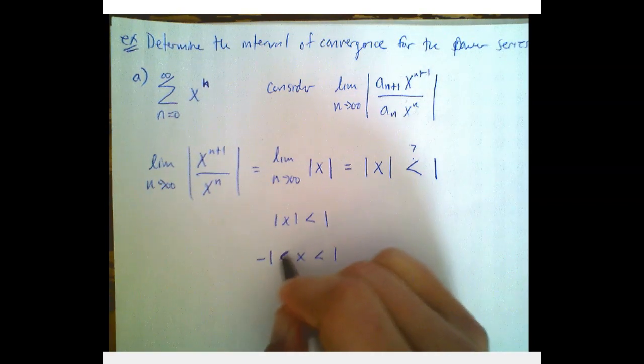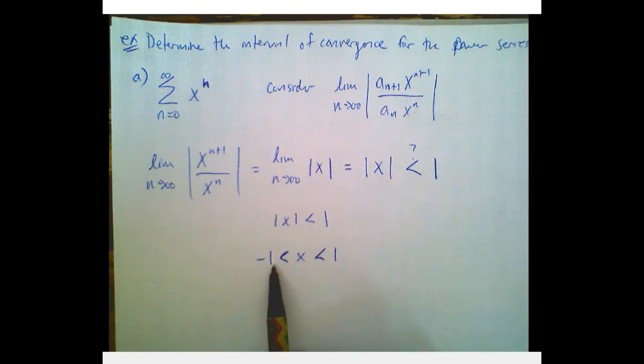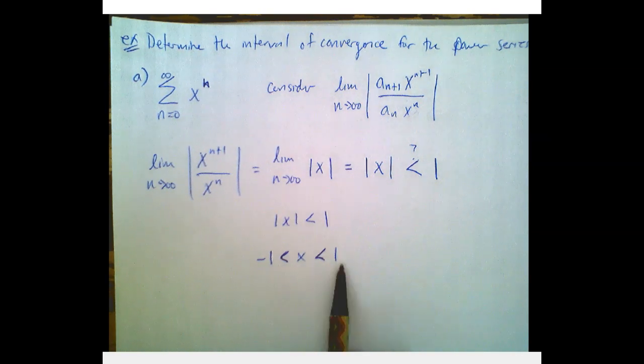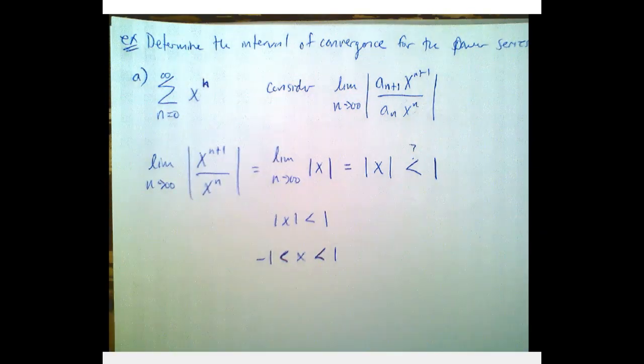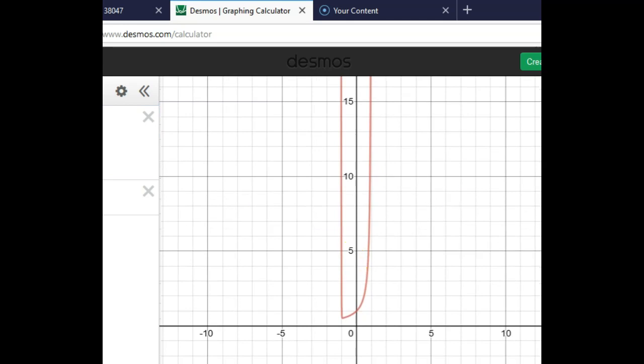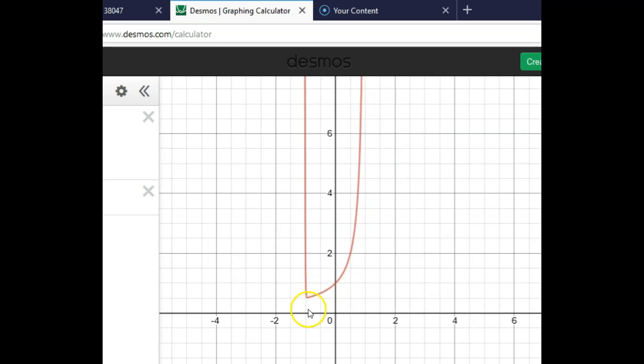So we know that the power series here will converge for all values of x that are in between -1 and 1. That's what we saw from Desmos. So here was our series. We can see that for all the values of x in between -1 and 1, we'll have convergence. The sum is some finite value.